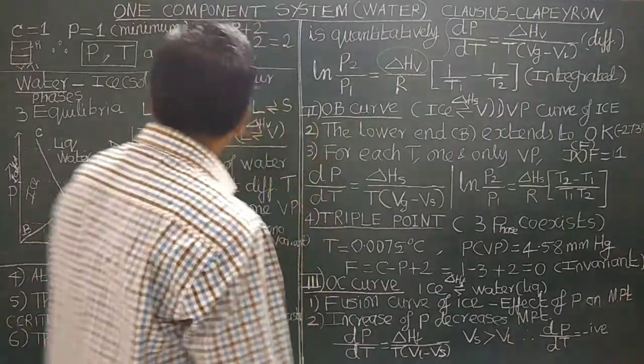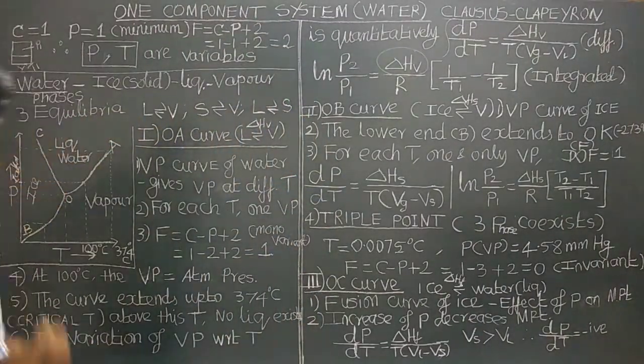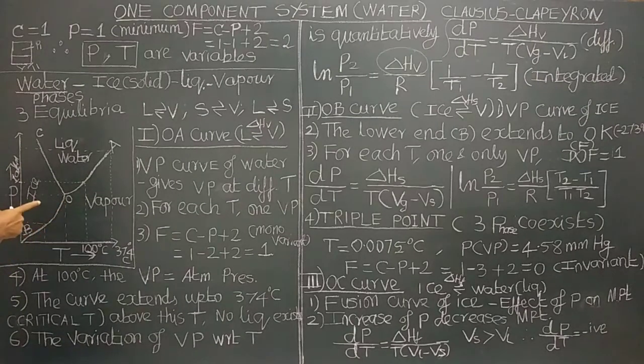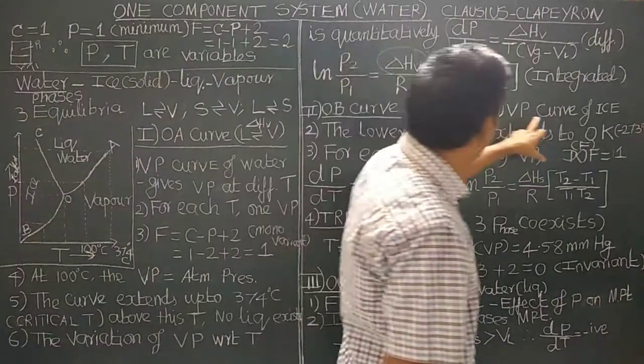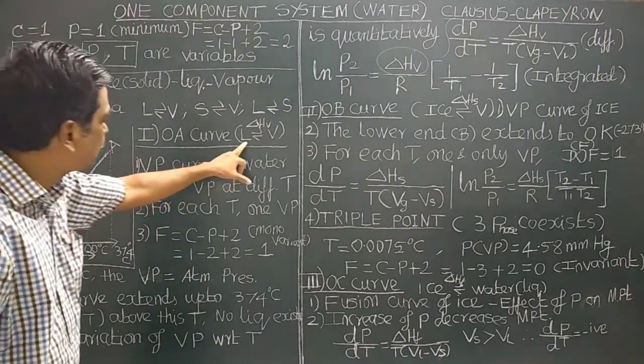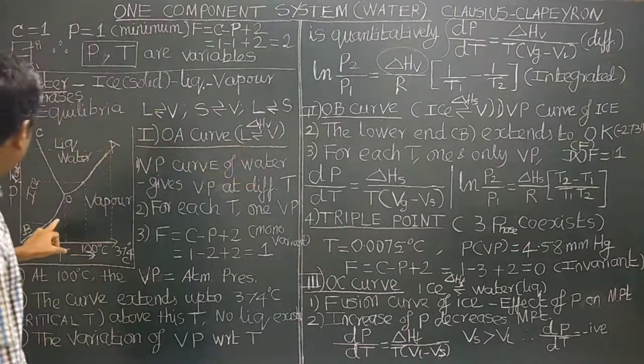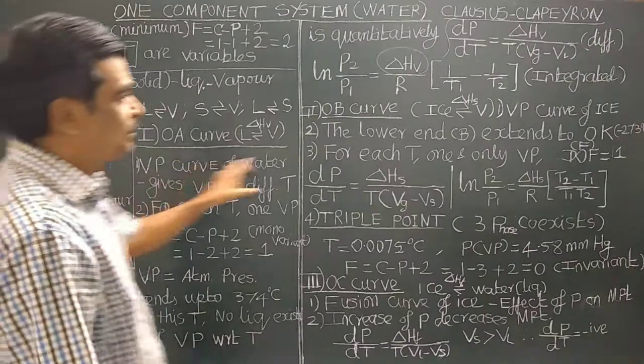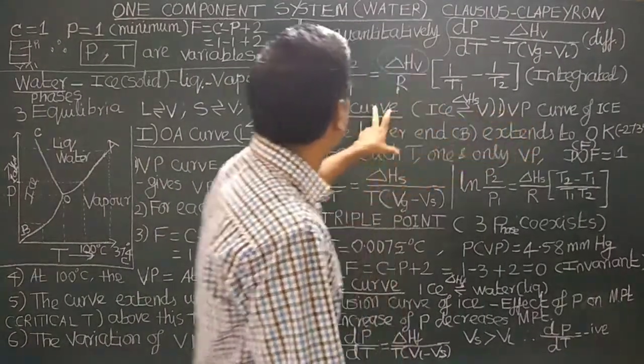Okay, now let us come to the OB curve, this curve. In this curve, ice is in equilibrium with vapor. You see, in the OB curve the ice is in equilibrium with vapor. Therefore, this is called the vapor pressure curve of ice. This is the vapor pressure curve of water. This is the vapor pressure curve of ice, the OB curve.